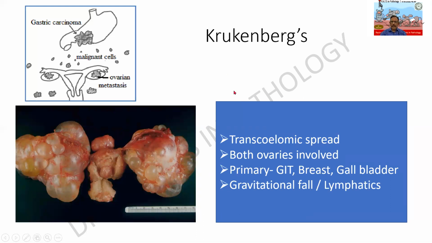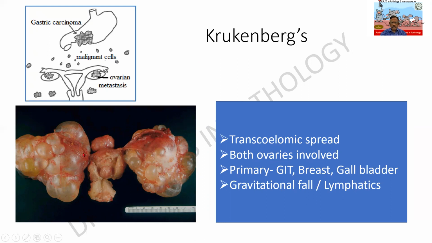Another mode of spread will be the transcoelomic spread. Transcoelomic means across body cavities, across the peritoneum, sometimes across the thorax, etc. And one such one is called the Krukenberg's tumor. What is the Krukenberg's tumor? In this, both the ovaries are involved.